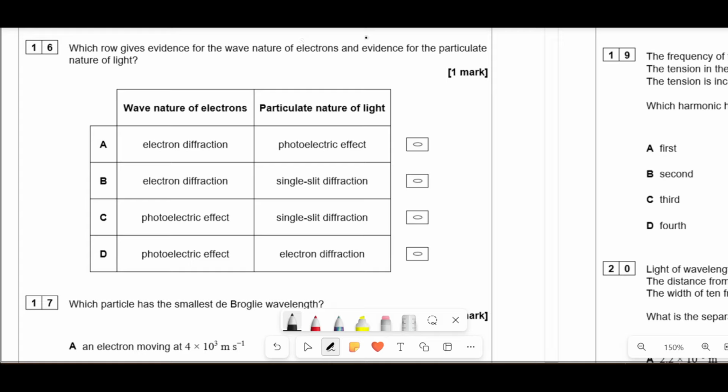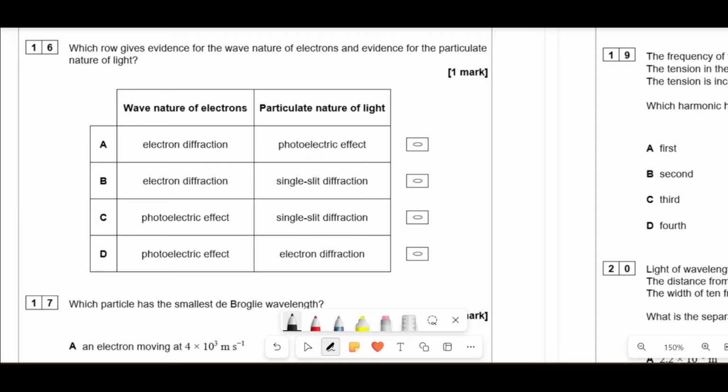So which row gives evidence for the wave nature of electrons and evidence of the particulate nature of light? The options that we've got are diffraction, photoelectric effect, and all of that. So diffraction is all to do with wavy stuff. You've got a slit that's narrower or broader, and then you can get diffraction, and that's all to do with how the gap size compares to the wavelength. So this is something that supports the wave nature of it. So if we've got the wave nature of electrons, then that's either going to be A or B. The reason it's not photoelectric effect is because that provides evidence for particulate nature.